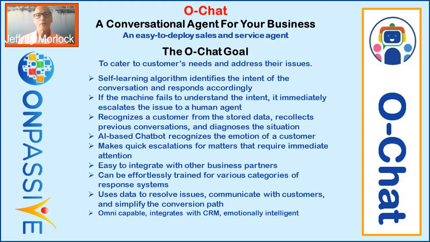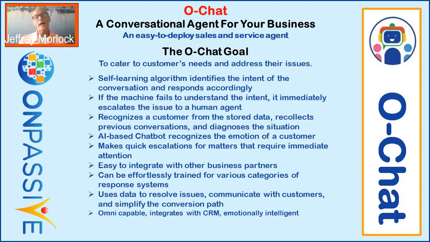Anyway, sorry, I got off on a little bit of a tangent. What I'm saying is that it's going to understand the conversation, respond accordingly, and use the data that it has at its command to resolve issues, to communicate with customers, and quite simply to simplify the conversion path by improving our customer engagement through the program. And again, if the machine portion of this, the AI, fails to understand the intent, it's going to immediately escalate that to get a human agent in there, right?